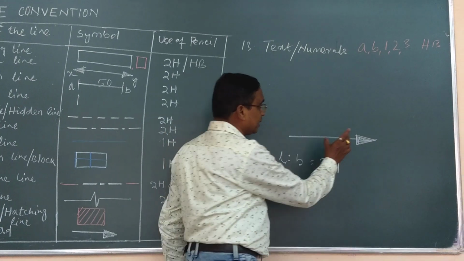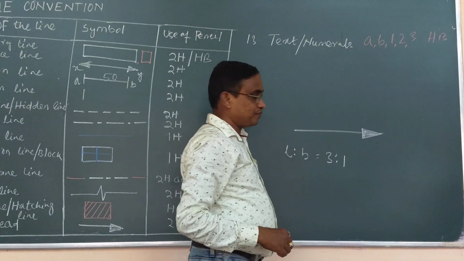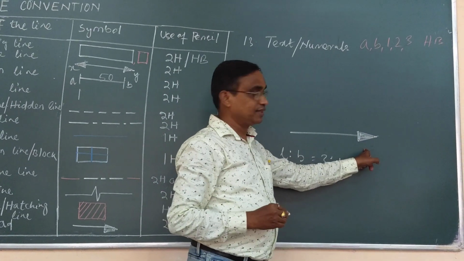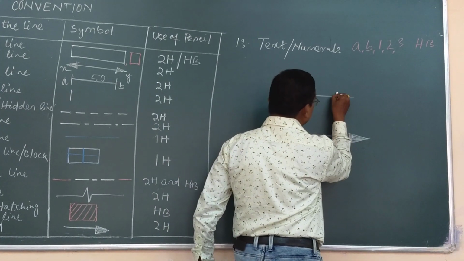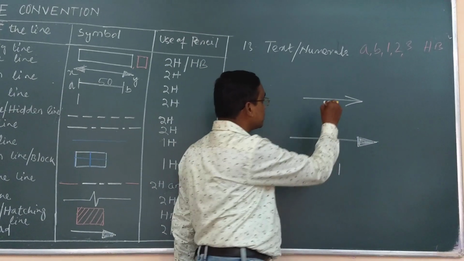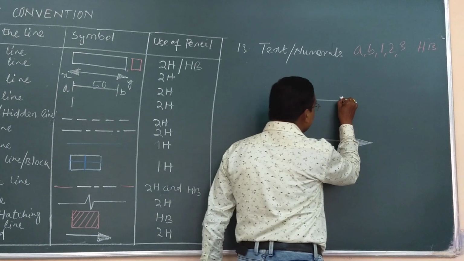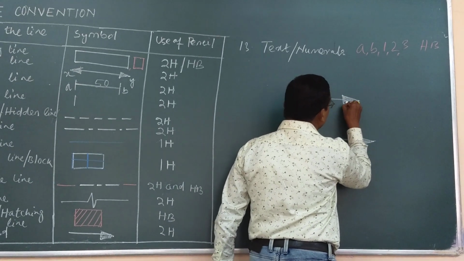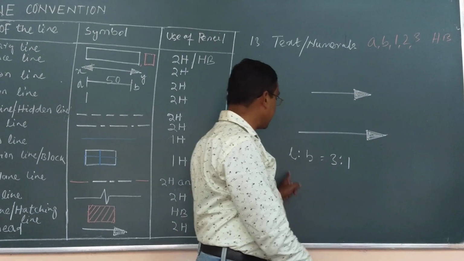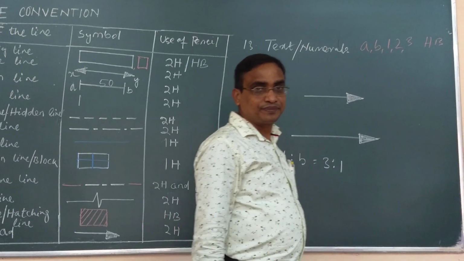If I take length equal to 6 mm, width should be 2 mm, and it must be a closed figure and we have to fill it. By chance if you draw the arrow like this, it is wrong from a technical point of view. The arrow must be a closed one. Again, this is wrong; the arrow must be a filled one. This is the perfect arrow. So always maintain the same dimension, that is, length to breadth is 3:1. Thank you.